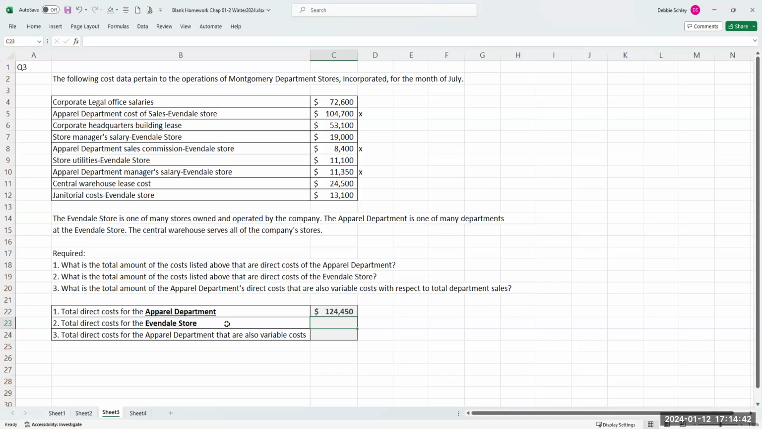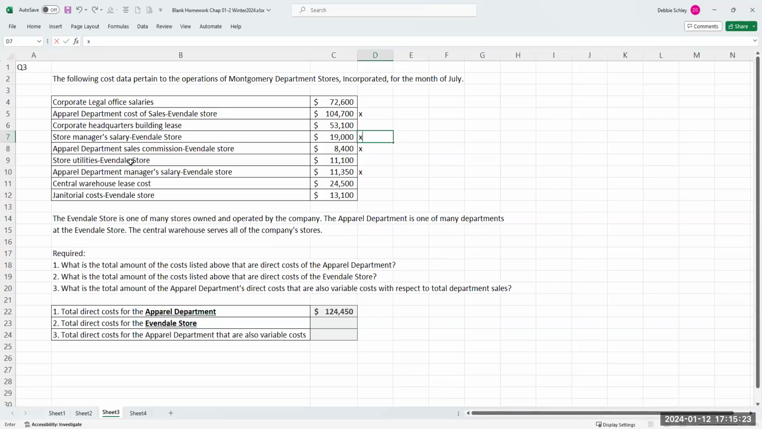Now, total direct cost for the Avondale store. So now we're talking about the whole building, the whole store. Corporate legal office salaries, nope, that's indirect. The apparel department cost of sales at the Avondale store, that is direct for the whole store. Corporate headquarters building lease, nope, that's indirect. Store manager's salary for the Avondale store. Remember, our cost object now is the Avondale store, so we will include that one this time. The apparel department sales commission for the Avondale store, we include that.